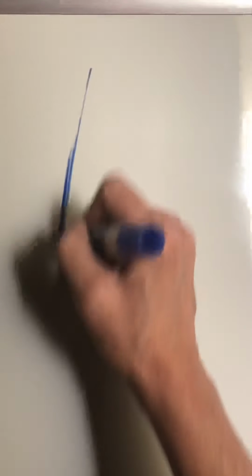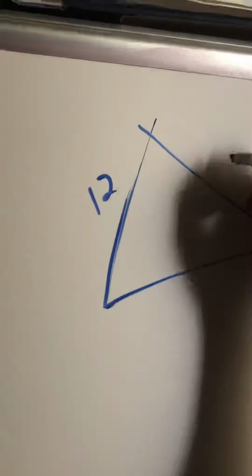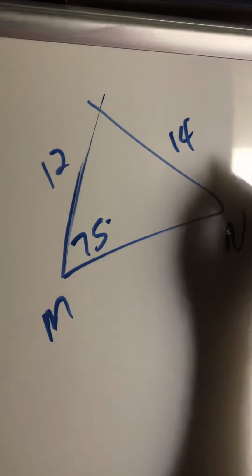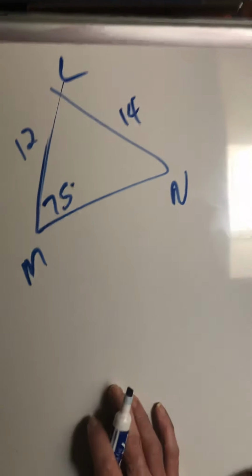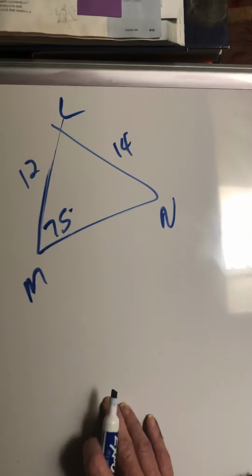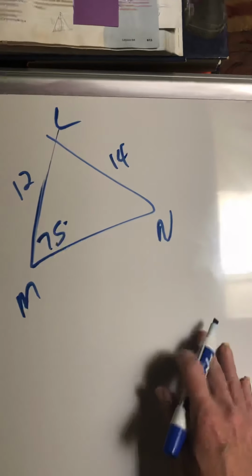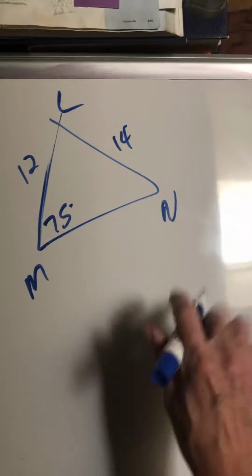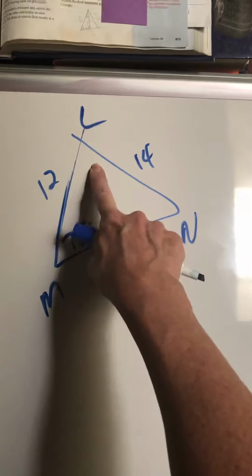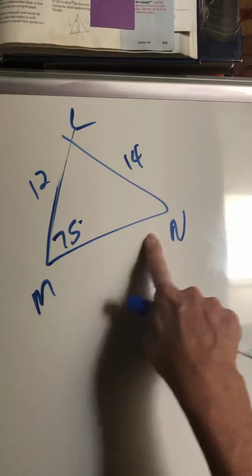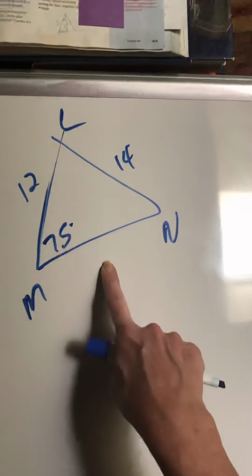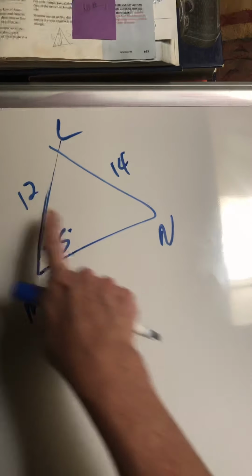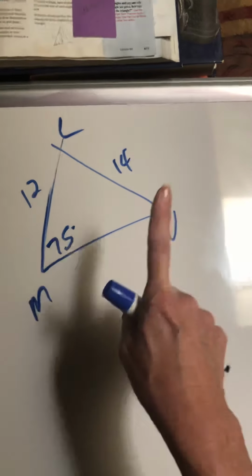So let's see, I've got this triangle right here. This is 12, this is 14, this is 75, this is M, N, and L. And I want to find both angles. I want to find angle N and I want to find angle L. Because actually the question is to find angle L. Well, I can't find angle L without finding N because I don't know this side. I don't know the side opposite L. If I don't know the side opposite L, I can't find L. But I do know the side opposite N. I've got 12.